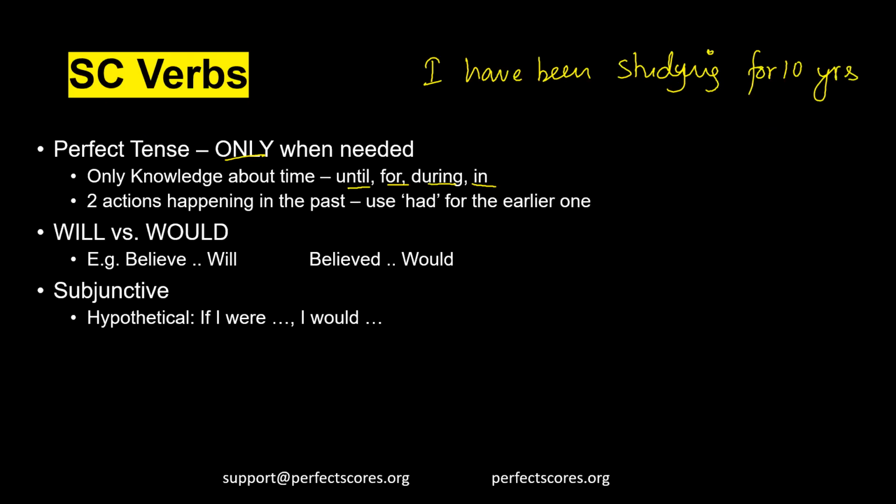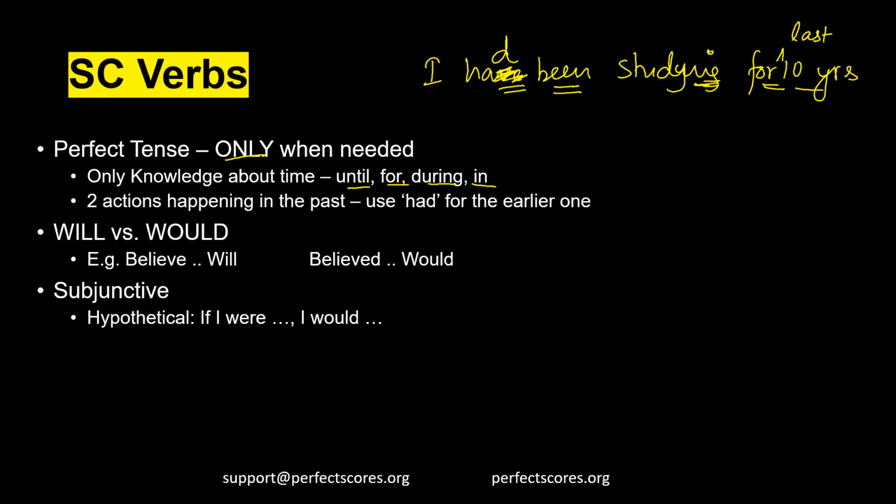So in this case, I'm using the ing because that studying is still going on. And I'm using have been because it's an action that is still taking part for these 10 years. But if I add something like last 10 years, and I want to say that the action has ended now, I'll simply just change the have to had. I had been studying for the last 10 years.